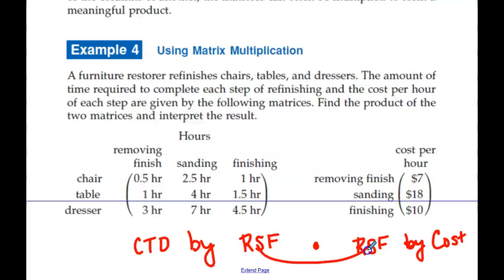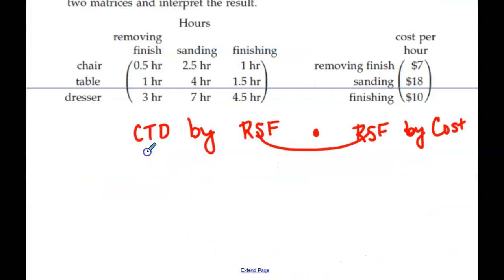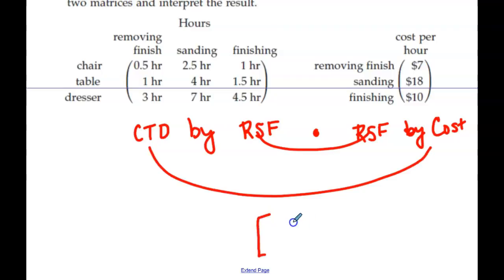These are matching, so it's okay. The resulting matrix would be a 3 by 1. It would show us chair, table, dresser, and the cost, okay? Because it was chair, table, dresser by this, and then those same 3 things here by cost per hour. So this would be the cost to do 1 chair, the cost to do 1 table, and the cost to do 1 dresser.